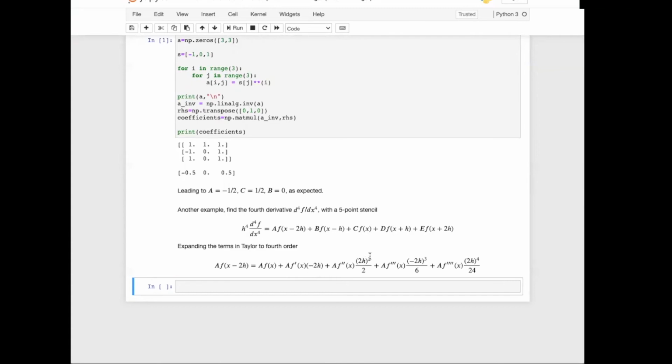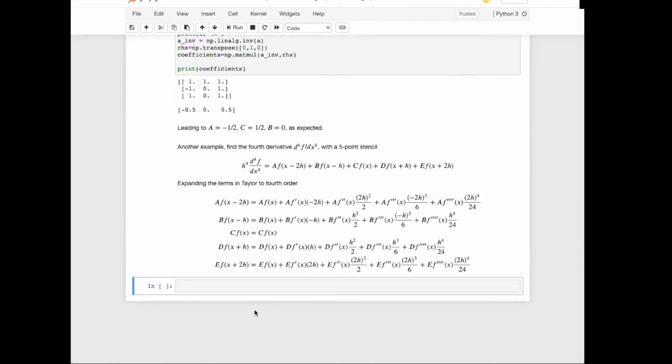Second derivative, 2h²/2. Third derivative, -2h³/6. Fourth derivative, 2h⁴/4 factorial, which is 24. Do the same thing for the other terms, b, c, d, and e. And this is what you get.